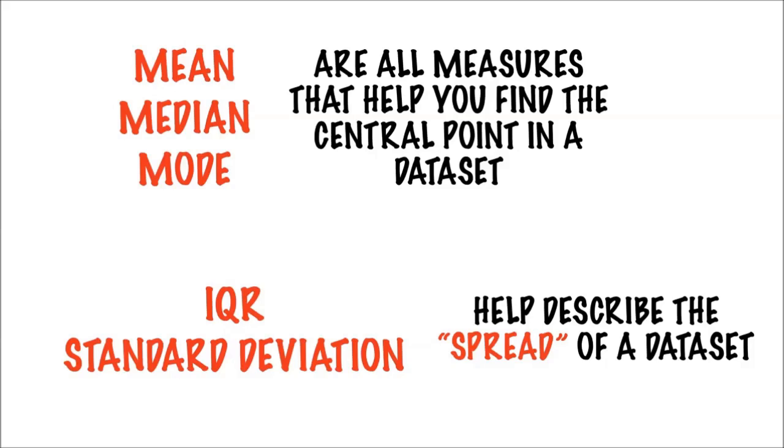In contrast, the interquartile range or standard deviation both help describe the spread of a dataset. These are representatives of the horizontal extent of the dataset, how variable the dataset is across different values within the dataset. Let's try and make this real with an example.